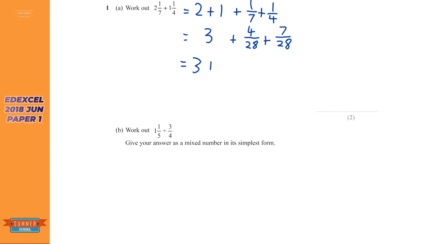And then when the denominators are the same, we just add the tops, add the numerators. So it'd be 11 over 28. And that's just going to be 3 and 11 28ths.